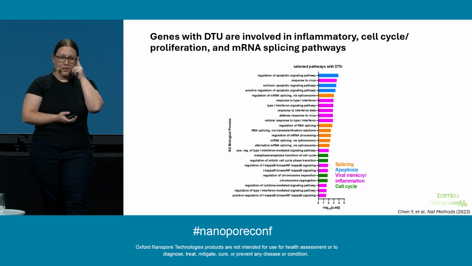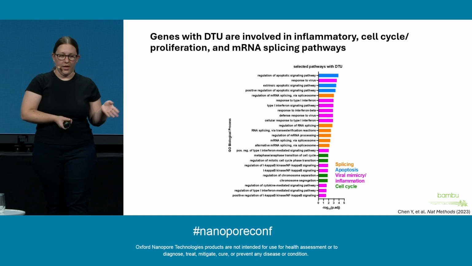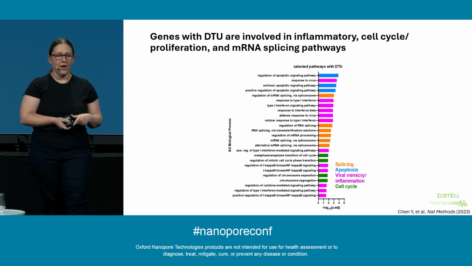Another analysis we did was using this package called Bambu, which is specifically made for long reads and can quantify as well as do differential transcript usage analysis to understand the alternative splicing that is occurring. So we ran our RNA-seq data through this package, and it identified over 500 genes with differential transcript usage. And then we did gene ontology analysis to see which pathways these genes were involved in. And interestingly, again, we see these genes are involved in inflammation and cell cycle and also in splicing.